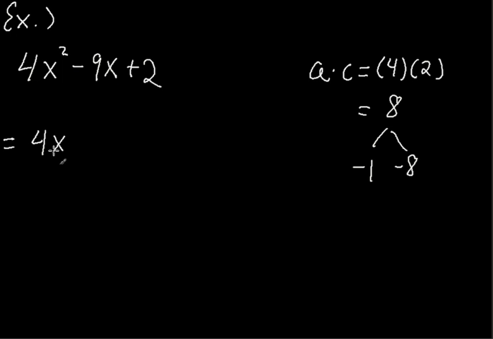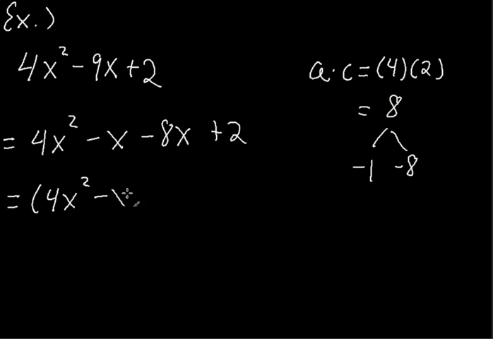So I break up negative 9x into negative x, negative 8x plus 2. And then I'm going to pick my pairs. The first 2, 4x squared minus x.